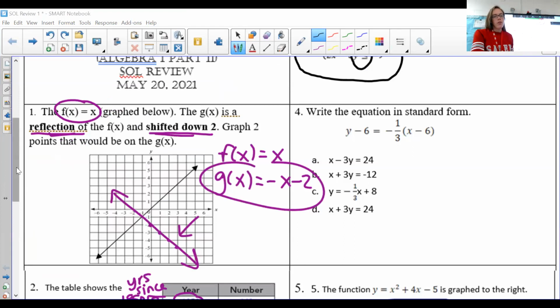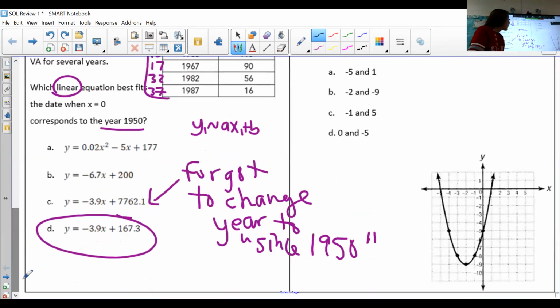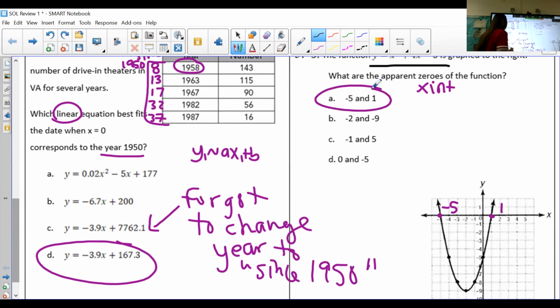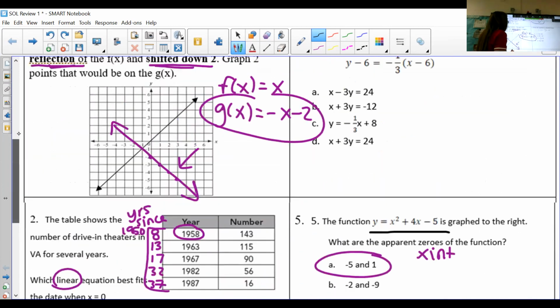Well, what are zeros? They're x-intercepts, right? Another word for zeros is x-intercept. So I'm just literally going to look at my graph and see where it crosses the x-axis. So right here at -5 and right here at 1. So those would be my two zeros, -5 and 1. All right, let's pop back up to number 4.